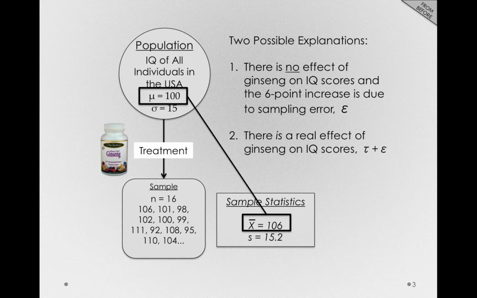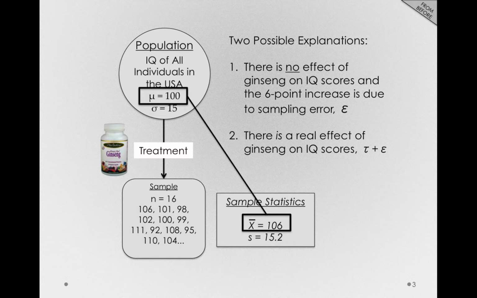However, we can't just jump to assuming that our treatment caused an effect, because the first explanation in all science is one we have to reckon with. The explanation that there really is no effect of our treatment, and all we've measured is sampling error. So in order to understand the likelihood of sampling error, specifically the likelihood of 6 points of sampling error, we discussed the sampling distribution of the mean.